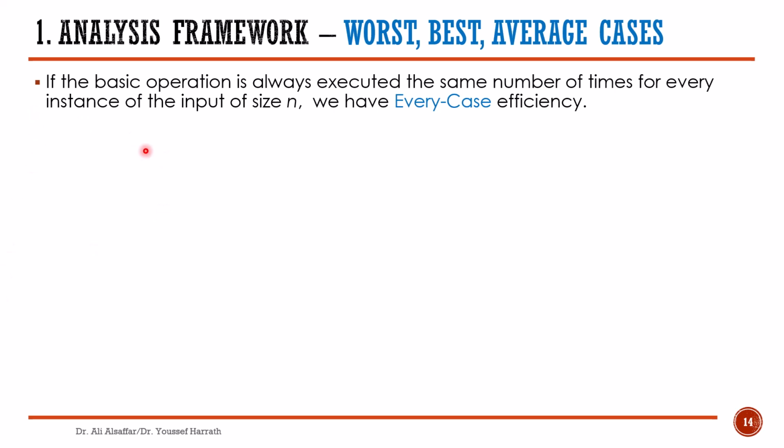If the basic operation is always executed the same number of times for every instance of the input of size n, then we have efficiency that is called every case efficiency. And this occurs if the values of the input parameters do not affect the execution time of the algorithm for every input size. In simple words, input data has no effect on the running time.